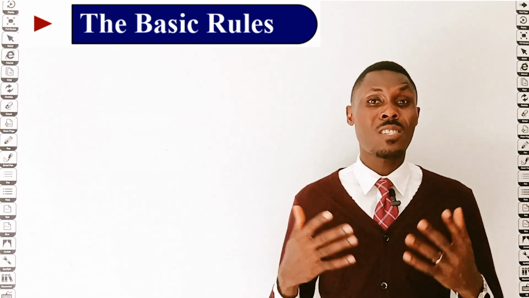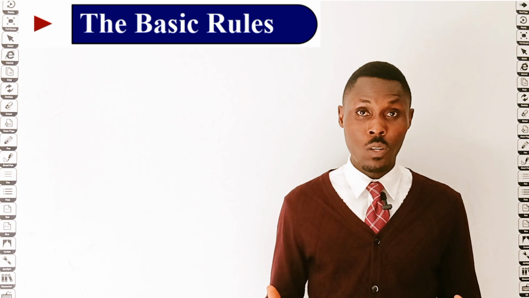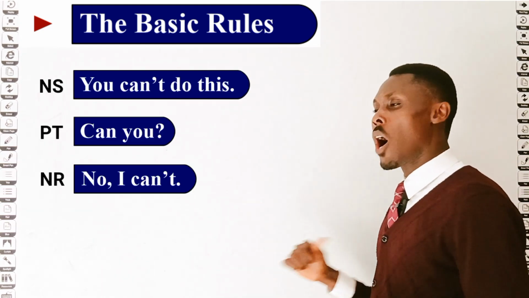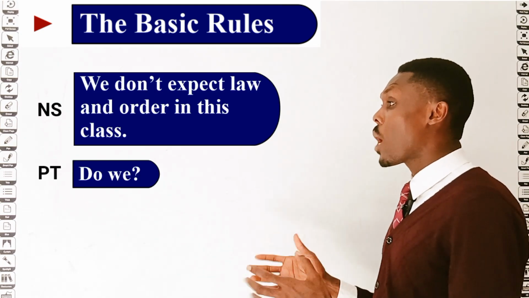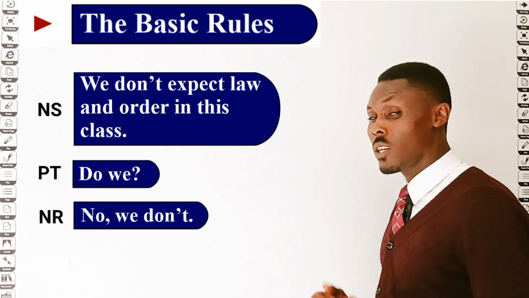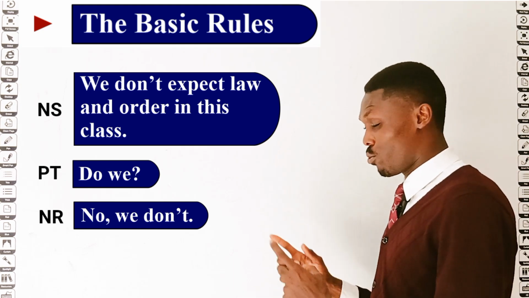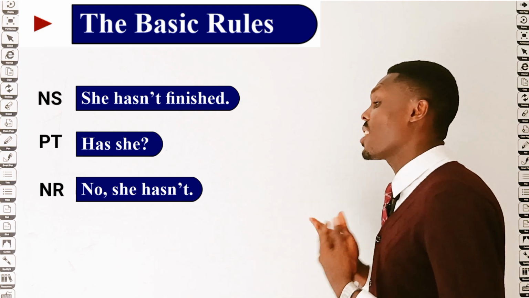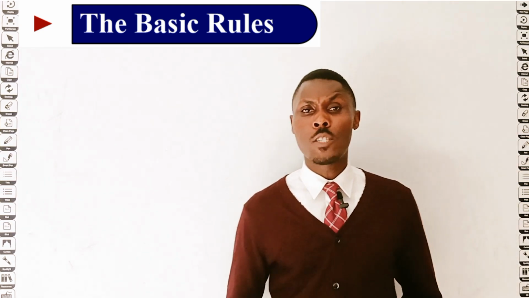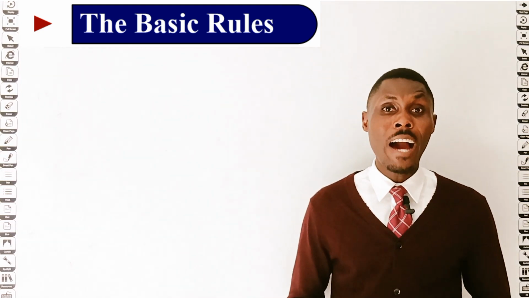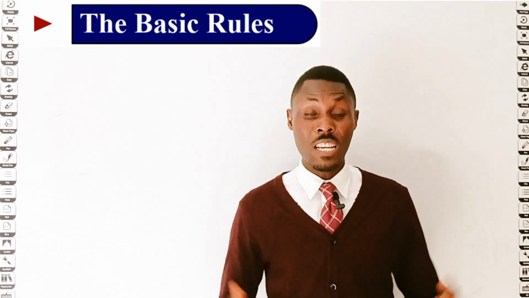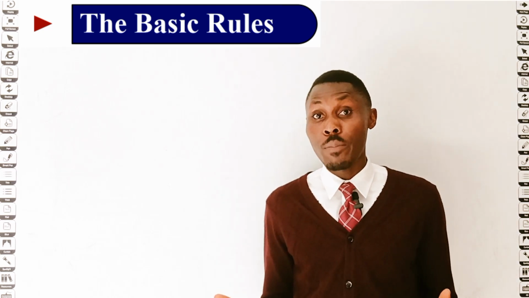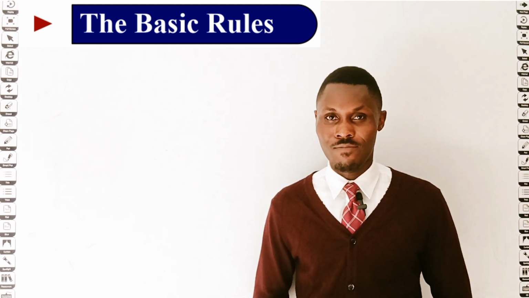Now, we are going to use the same structures we used for the first rule. So we say, you can't do this, can you? No, I can't. We don't expect law and order in this class, do we? No, we don't. She hasn't finished, has she? No, she hasn't. My response was so because I confirm, I agree with the statement. It shows that the statement is true and I simply had to confirm it or just agree with it.